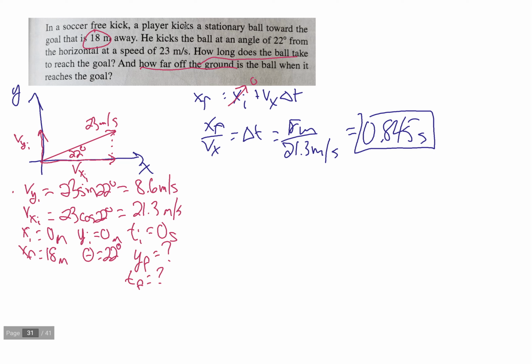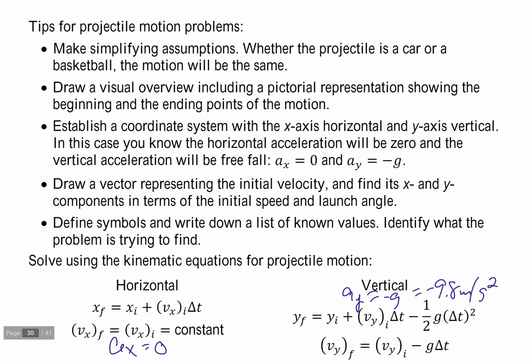Okay, y sub f. Well, that's a pretty obvious one in my mind anyway, because the only kinematic equation for vertical motion that has a y sub f in it is that y sub f equals situation. Okay, so y sub f equals y sub i, which was 0, plus velocity in the y direction initial, which we know already, we calculated it, delta t, which we know, we just calculated it, minus 1/2 g, which is 9.8, and then the delta t squared, we just calculated it. So we know all of that equation now. So we can calculate the y sub f right now.